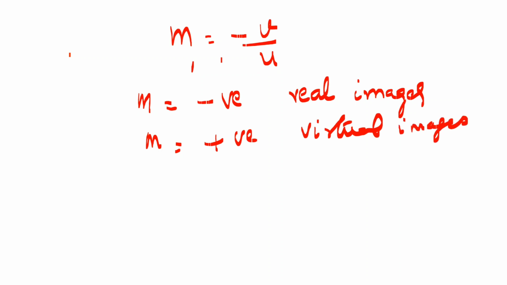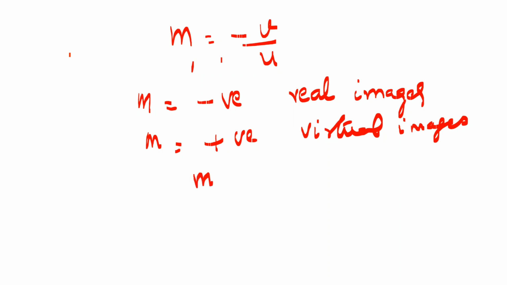That is, in case of a real image, the image will be formed below the principal axis, so this h2 will be negative. So altogether that term will be negative in case of real images. And for virtual images, the image will be formed above the principal axis, so in that case m will be taken to be positive.